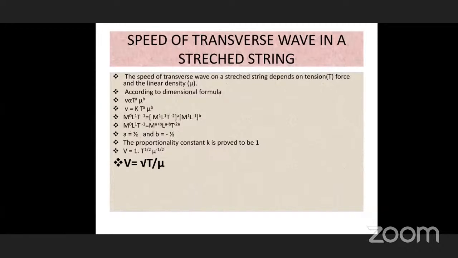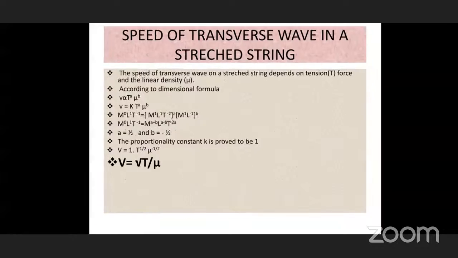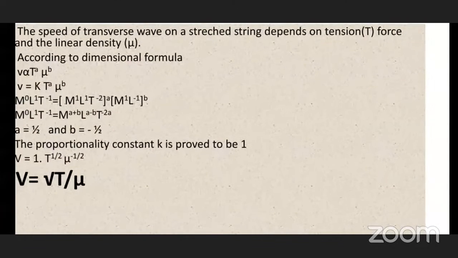And also mu. What is mu? Linear density, mass by length. Generally, density is mass per volume. Here, linear density means per unit length. Generally, we do not consider the volume of the string here. Instead of volume, we have taken mass by length. That's why it is called linear density, mass by length. Therefore, M power 1, L power minus 1, whole power b. So, again writing M power 0, L power 1, T power minus 1 equals M power a plus b, L power a minus b, T power minus 2a.